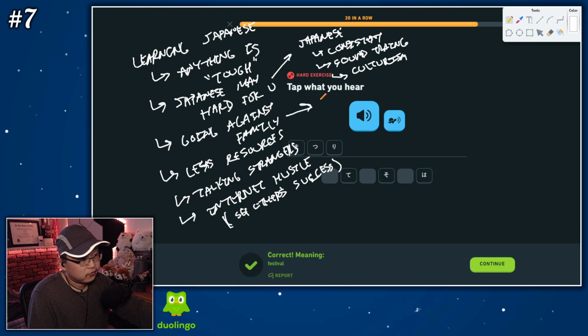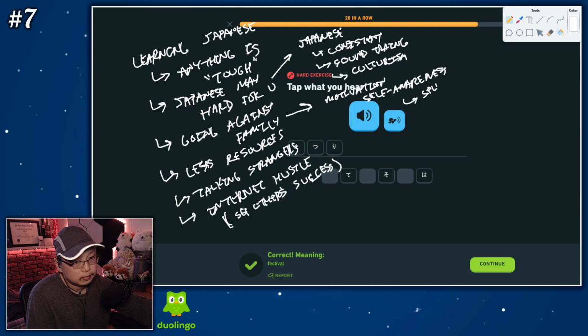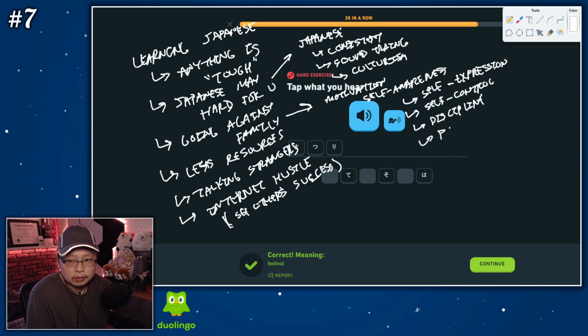Now we're going against family: motivation, self-awareness, self-expression, self-control, discipline, patience, communication. The list keeps going. Compromise.